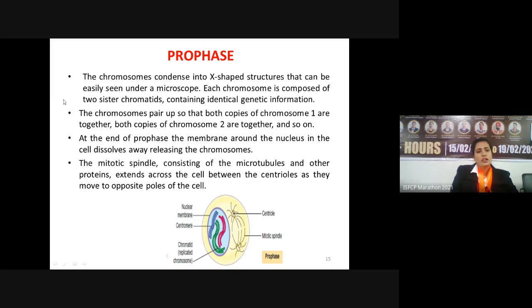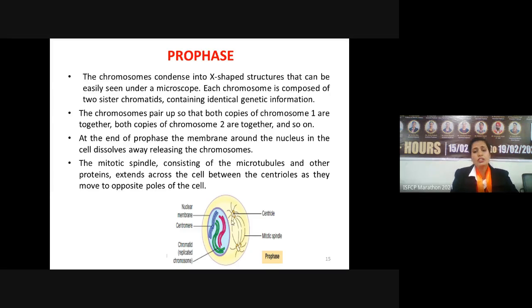And now the chromosomes pair up so that the copies of chromosome 1 are together and copies of the second are together, and so on. Hence we can say that in the prophase, the pairing of the chromosomes takes place, as we can see in the diagram, and these chromosomes are held in the center by a structure, the centromere. At the end of the prophase, the membrane around the nucleus changes. Here in this diagram, we can see the fully developed nuclear membrane. But at the end of this phase, the membrane will start dissolving or disappearing.